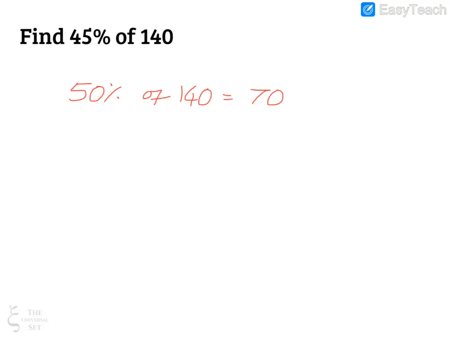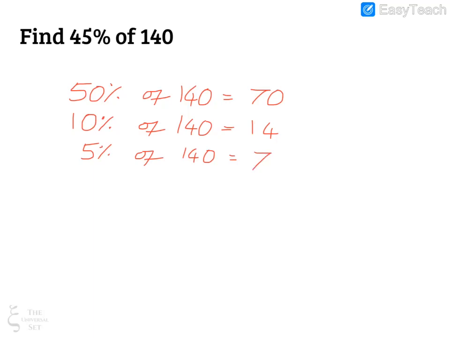What else can I do? Well, I'm 5% too much here, aren't I? So I really want to find 5%. But if I'm going to find 5%, probably the best way is to start with 10%. So 10% of 140, so this time we're going to have to divide by 10. That's 14, which means 5% of 140 is going to be, well, 5% is half of 10%, so half of 14 is 7.